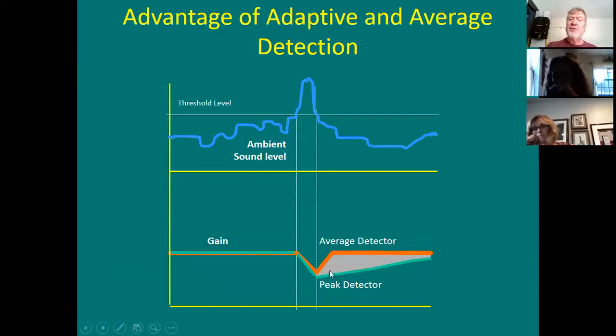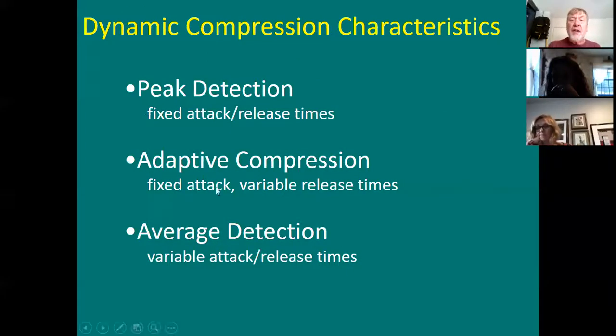So another type of compression has been developed that says, let's make the attack and release times vary with the intensity of sound. The next type of attack and release time that came out was called adaptive compression. Adaptive compression had the same quick attack times as peak detection did. Nothing was changed about the attack time, but the release time could vary.